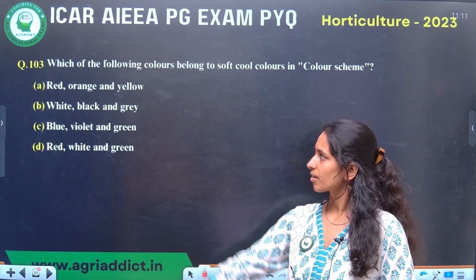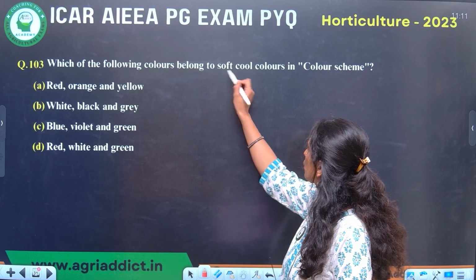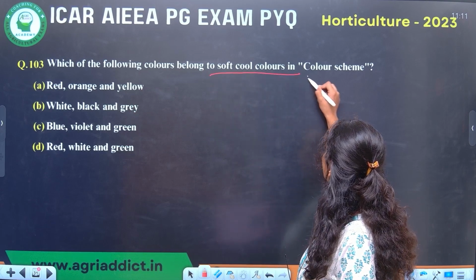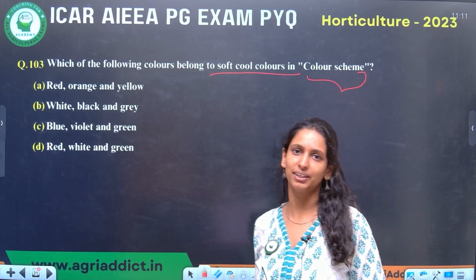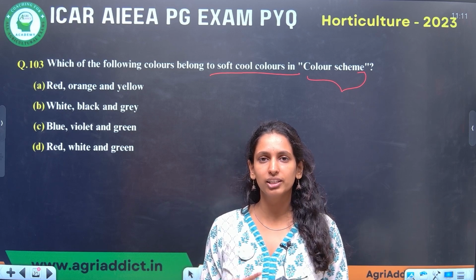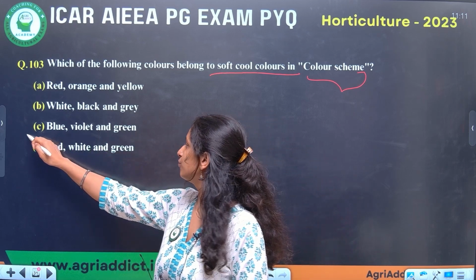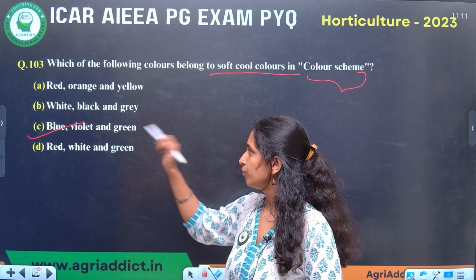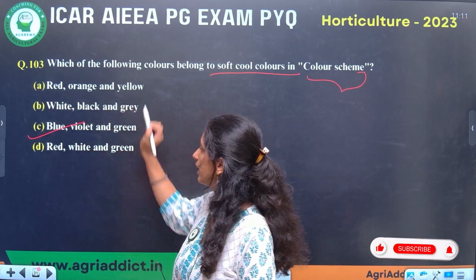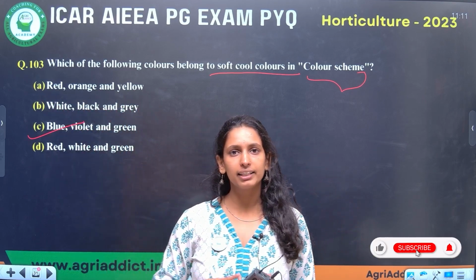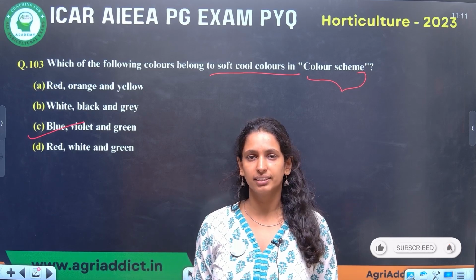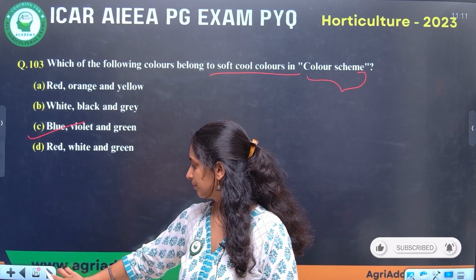Next question, which of the following colors belong to the soft colors in color scheme? This is also a repeated question. Soft colors, cool colors, and warm colors. Cool colors are nothing but blue, violet and green. Warm colors are red, orange and yellow. And black and white are considered neutral colors. Even grey.